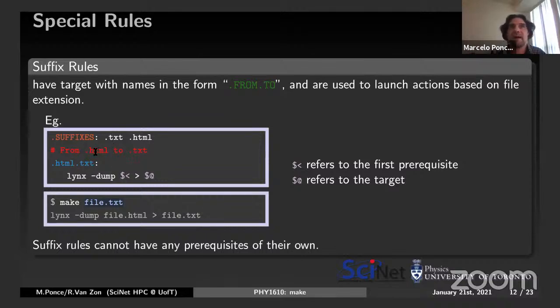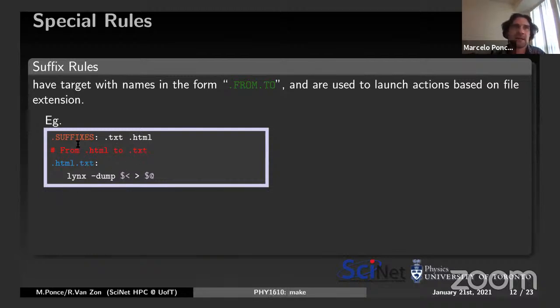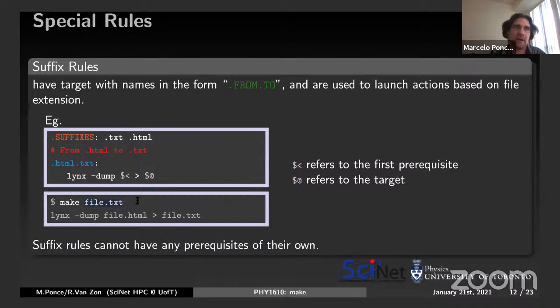So this makefile, if I don't show you this second line, is a little cryptic because it's using these operators. What it means in reality is that when you call make with the file name file.txt, it's going to take a file named file.html and then convert it into file.txt.